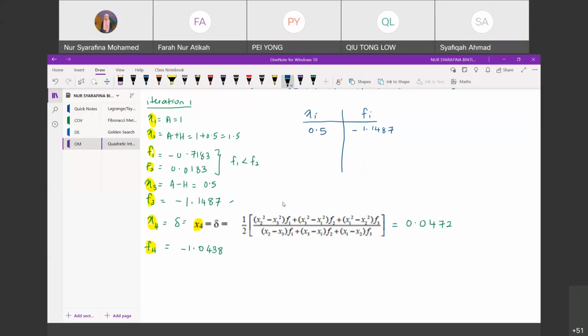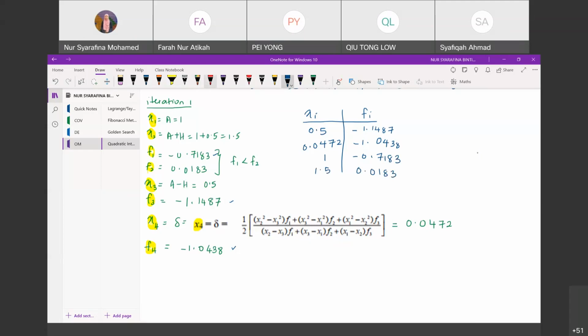Okay, and then the second lowest should be minus 1.0438, which comes from x4, 0.0472. Okay, and then the next one is minus 0.7183, which comes from x1, right? And then the last one is 0.0183, which comes from x2.